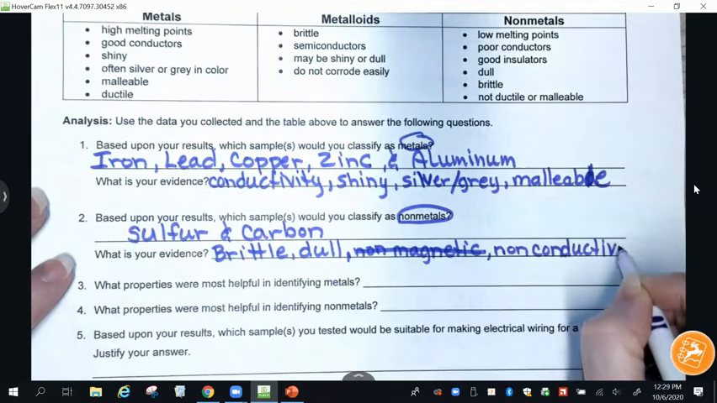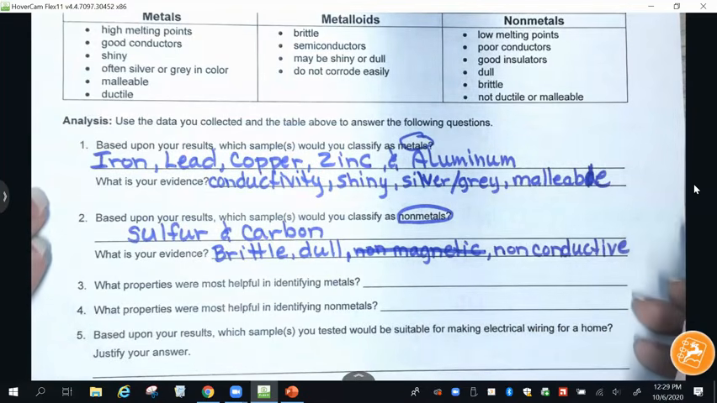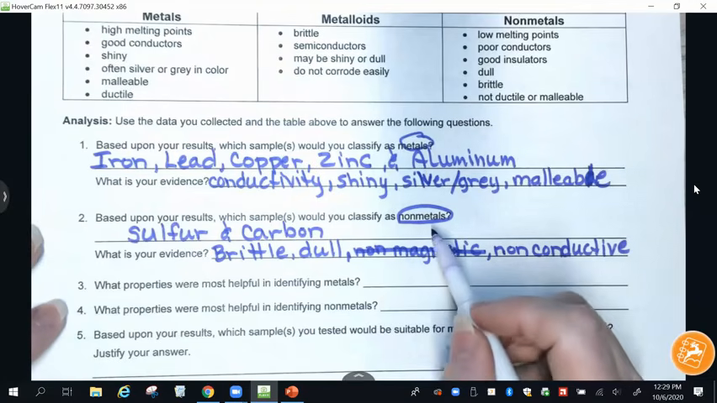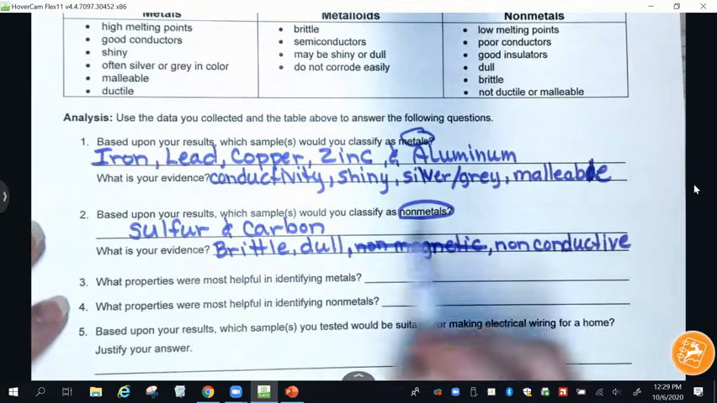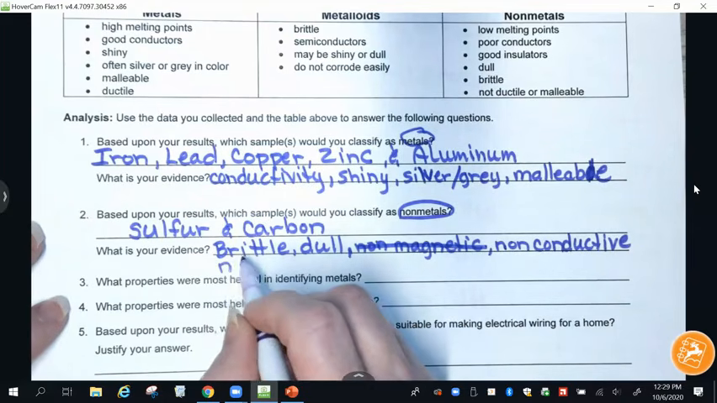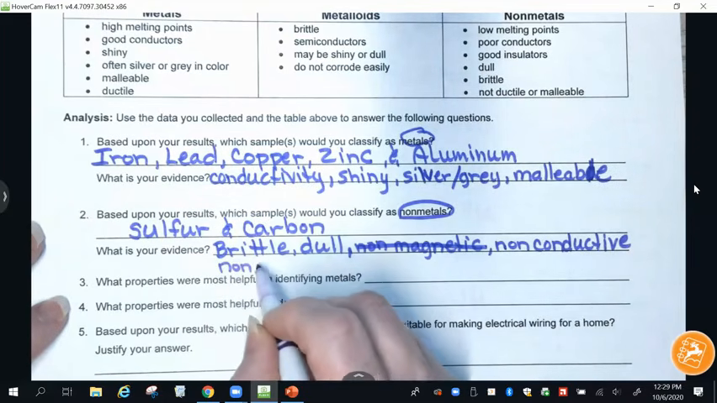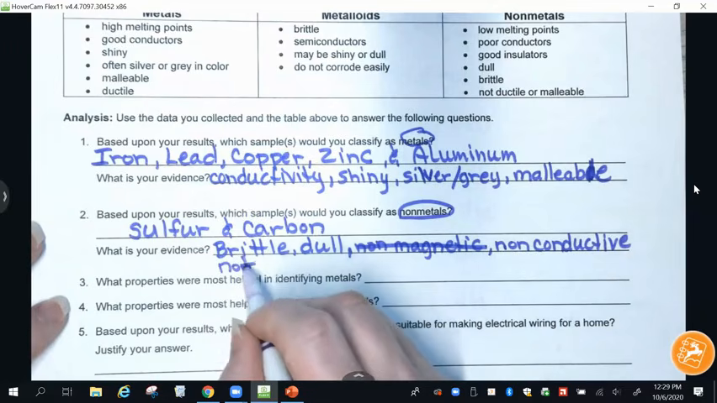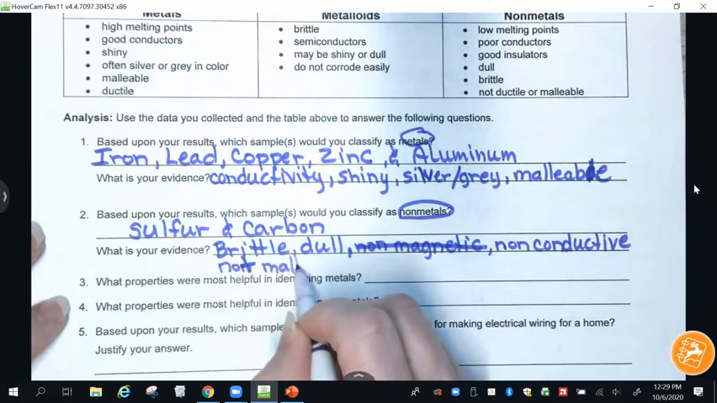Very important? Poor conductors, yes, that's what it means. A good insulator. They're good insulators. How about, are they malleable? Were our non-metals malleable? No. So let's just add this. Yeah, I know they're brittle. We're going to say not. Let's just put not malleable.